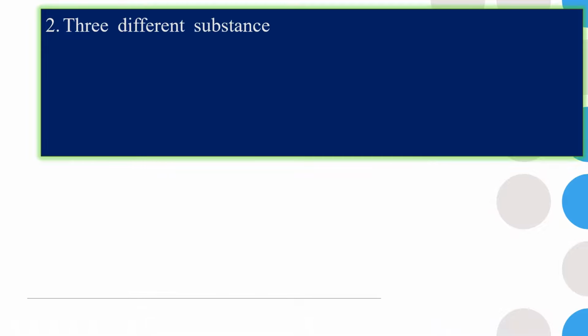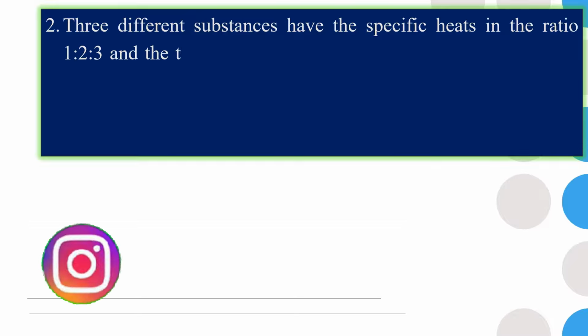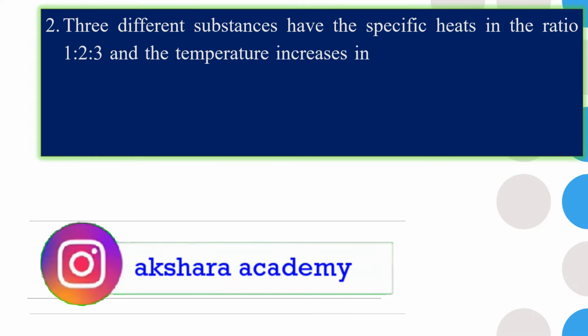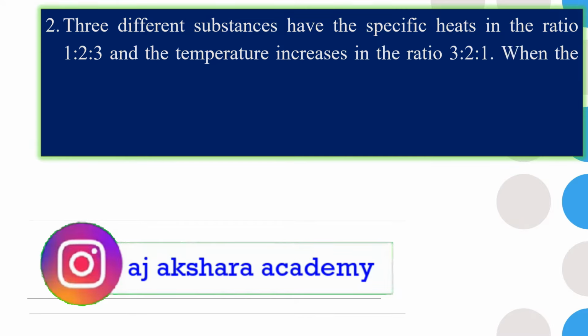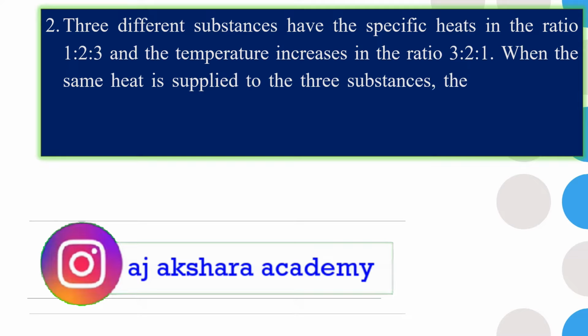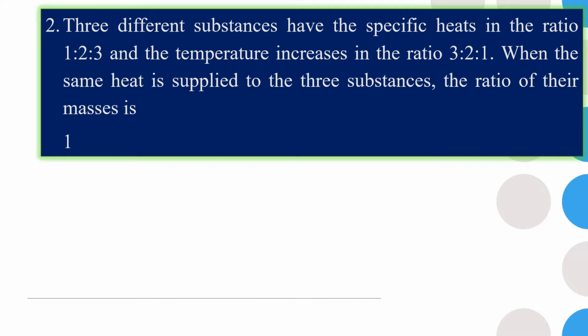Three different substances have the specific heat in the ratio 1:2:3 and the temperature increases in the ratio 3:2:1. When the same heat is applied to the three substances, the ratio of their masses is. Here we have to calculate the ratio of masses. Now let us go to the solution.